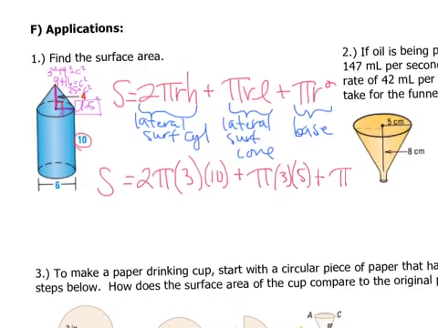And then finally, for the area of that base, we just need to take pi r squared, where the radius is 3. From here, we'll simplify each part and then add. Again, leaving this in terms of pi.